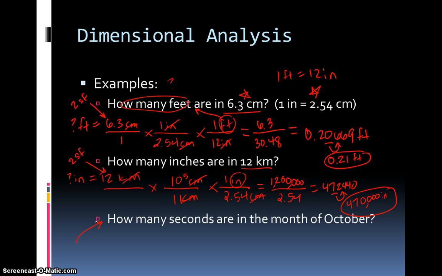Now to help you get started, the month of October has 31 days. So we want to set it up as how many seconds are in 31 days. So using what you know about days, hours, seconds, and minutes, go ahead and convert from those 31 days to seconds and put your answer in the Google form.